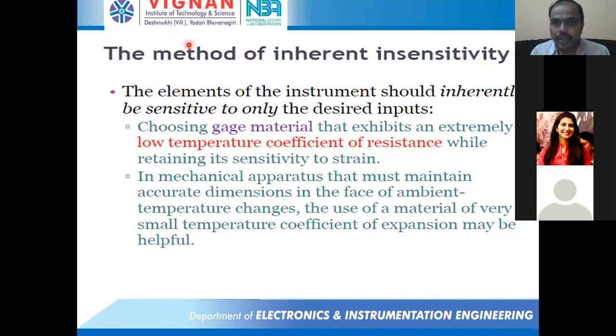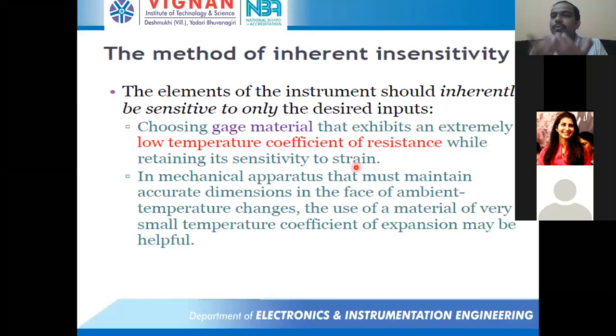So by using this method, we should design the instrument to be sensitive only to the desired inputs. For example, if you observe strain gauges, we have to choose the strain gauge material such that it has a low temperature coefficient of resistance while retaining its sensitivity to strain. It should be sensitive to strain, but for temperature it should have a very low temperature coefficient of resistance. So by using that also we can reduce the effect of change in temperature, which is called the interfering input.